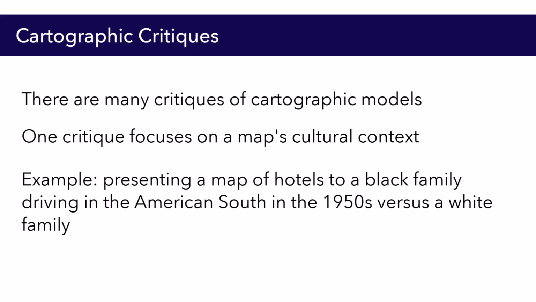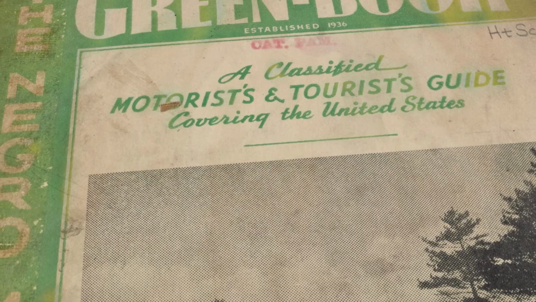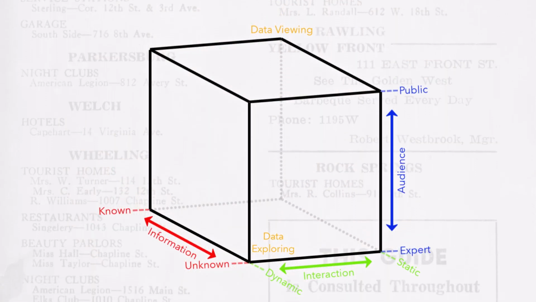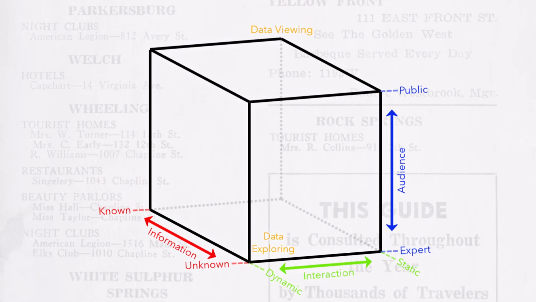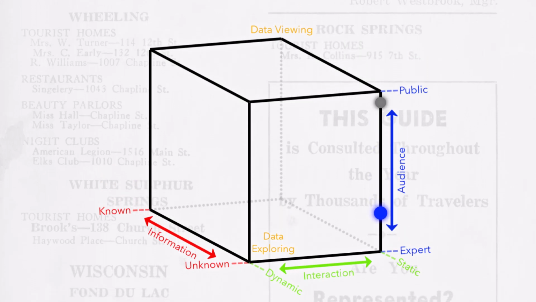For example, presenting a map of hotels to a black family planning to drive across the American South in the 1950s does not convey the same information as presenting the exact same map to a white family planning the same trip. The racial segregation of that era would not allow black families to stay in many of the hotels potentially depicted on the map. Victor Green created and published the Green Book for 30 years to fill in this information failure. Placed in the framework of the cartographic cube, whether intentionally or unintentionally, the original hotel map was not actually as far toward the public axis as the map makers may have believed or intended.